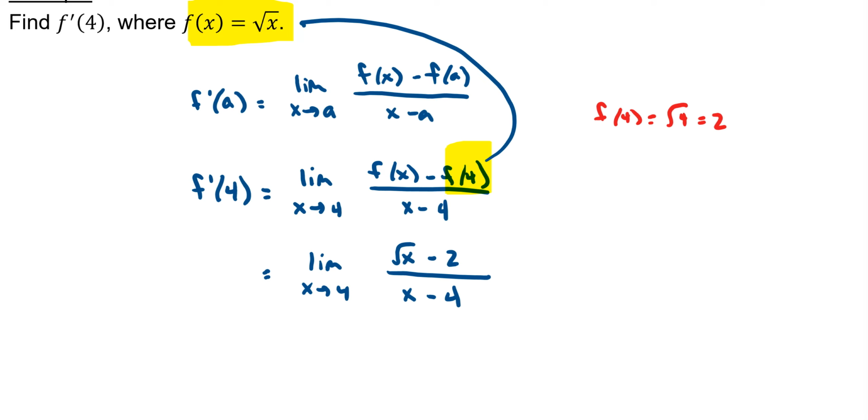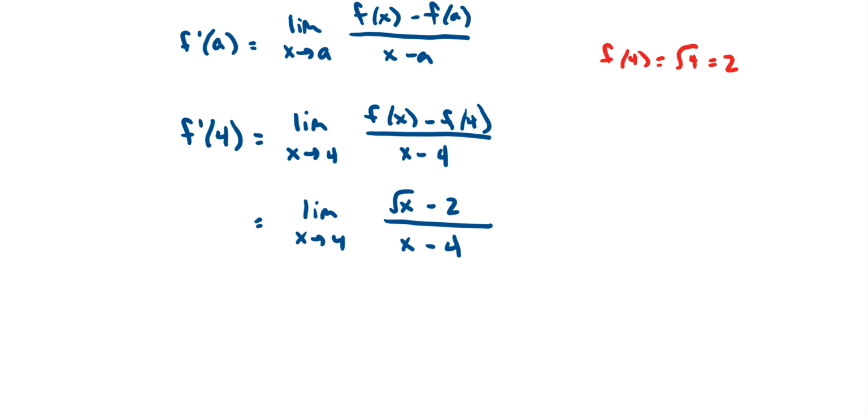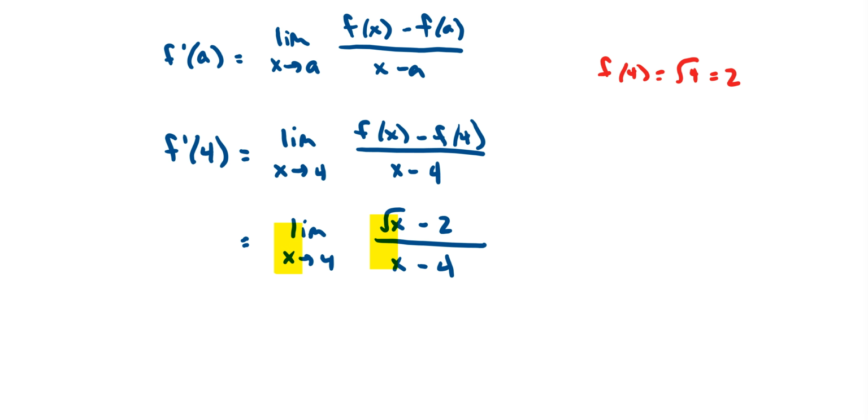So all we did so far was use our formula right from the beginning that was given to us here, and then we plugged in the 4 into all of the a's, and then we had to replace f of x with the square root of x, and replace f of 4 by evaluating f of 4 first. So now we finally got to the point where we can evaluate this limit just like we've been doing in the past couple sections. We want to evaluate the limit as x approaches 4 of the square root of x minus 2 over x minus 4.